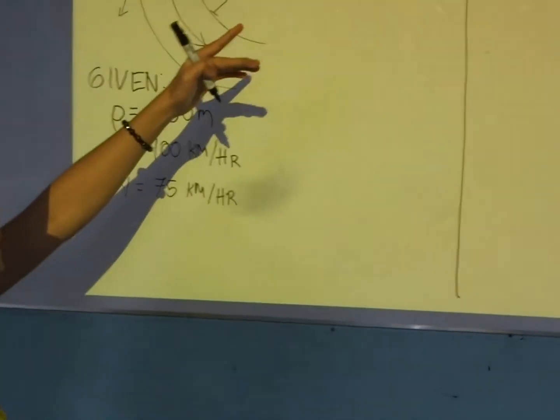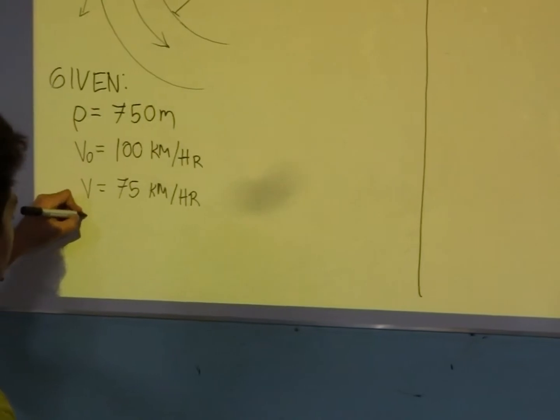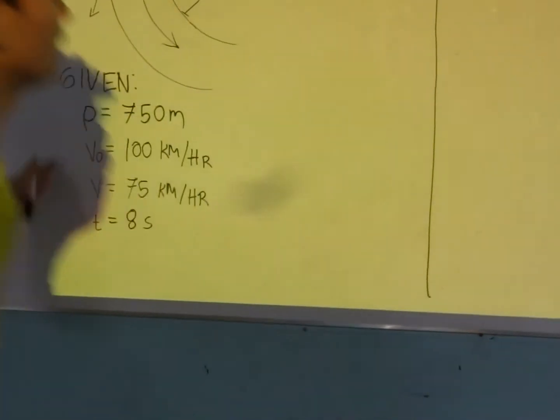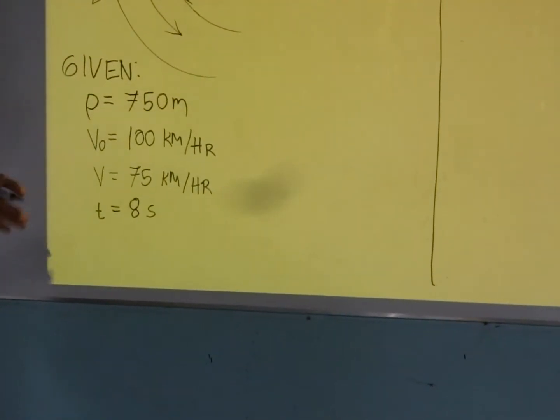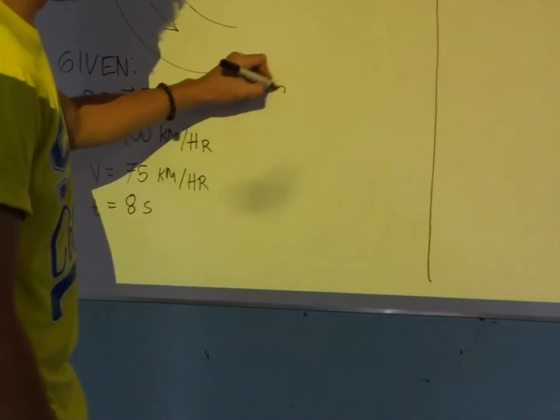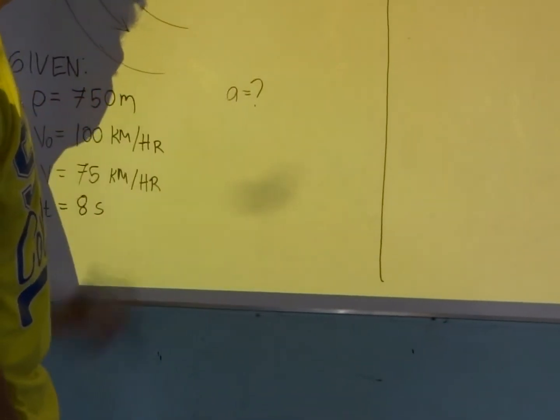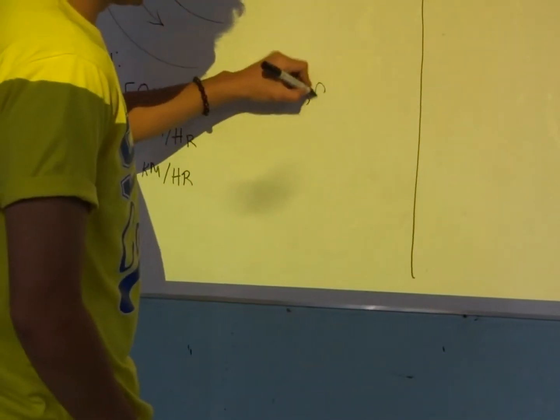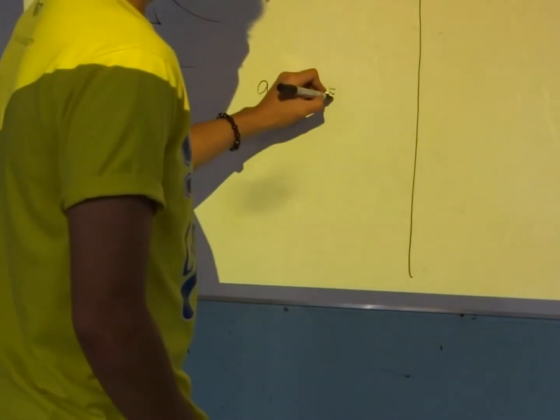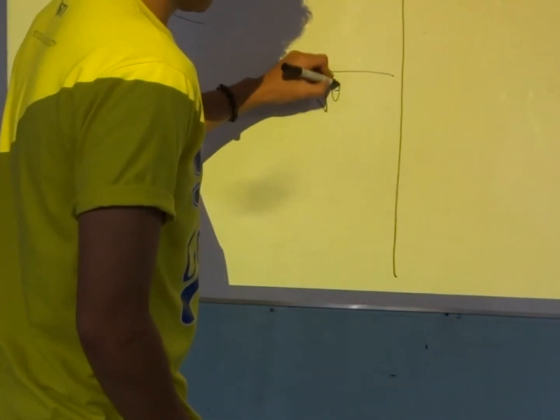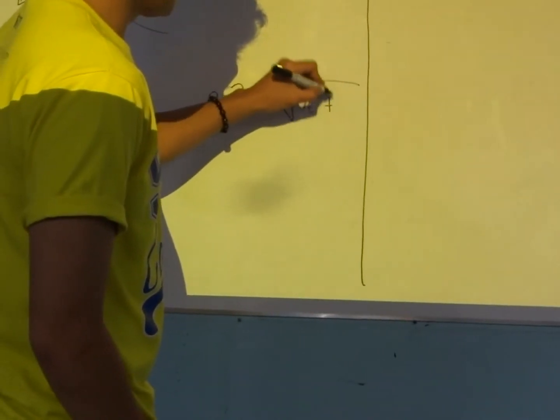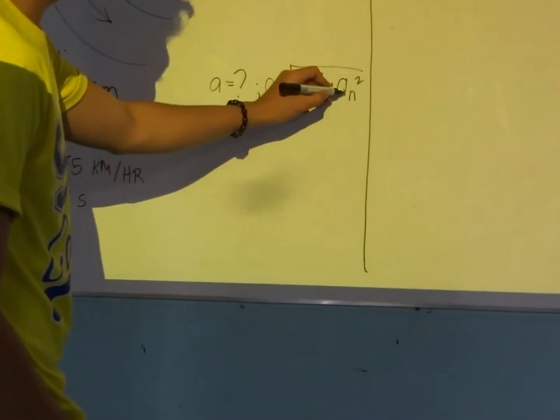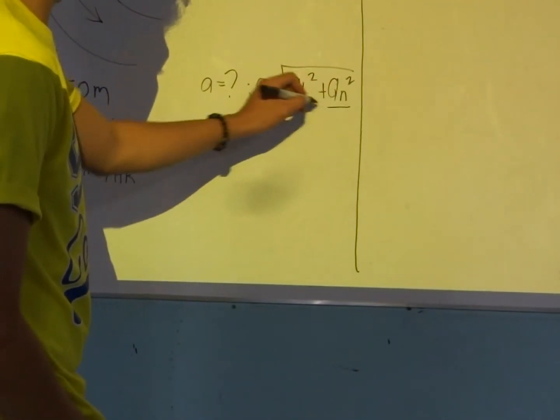And the time, which is 8 seconds. And we're finding the deceleration after the brakes have been applied, or we'll mark it as acceleration. Since we have this formula, acceleration is equal to the square root of tangential acceleration squared plus normal acceleration squared, we'll have to find these values first.